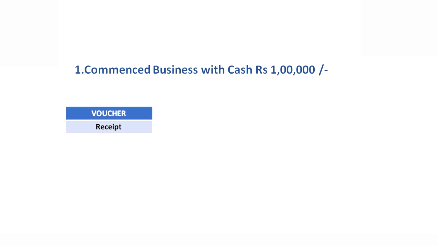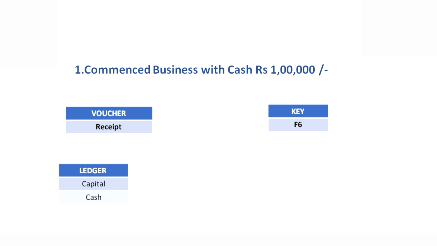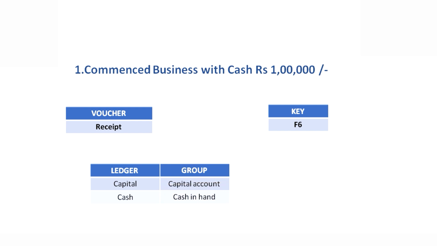For this transaction we use a receipt voucher, and the shortcut key for receipt voucher is F6. To pass this transaction we require two ledgers, namely capital and cash, which should be grouped: capital under capital account, and cash under cash in hand. Cash is a default ledger in Tally Prime, so no need to create it. We need to create only the capital account.